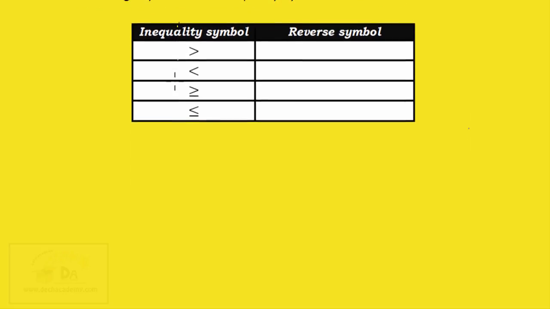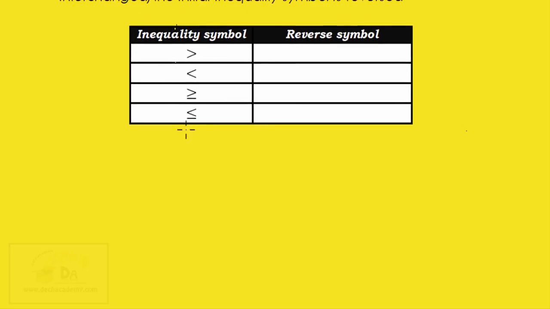And before we go into examples of applying this rule, which may not fully make sense now, but will shortly, let's look at the reverse symbols for these four inequalities. So for the greater than inequality symbol, the reverse symbol is the less than symbol. It's kind of like saying the opposite. Opposite of greater than is less than. The opposite of less than is greater than. So the reverse symbol for the less than sign is the greater than symbol.